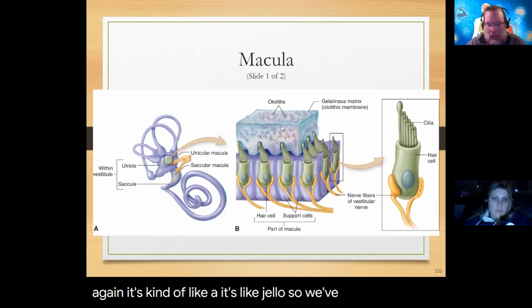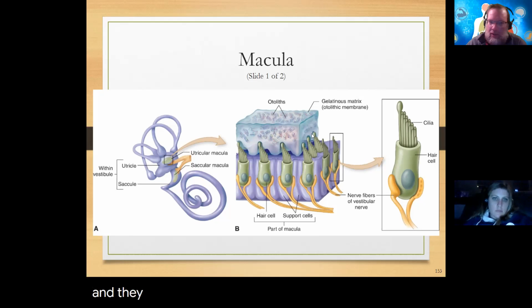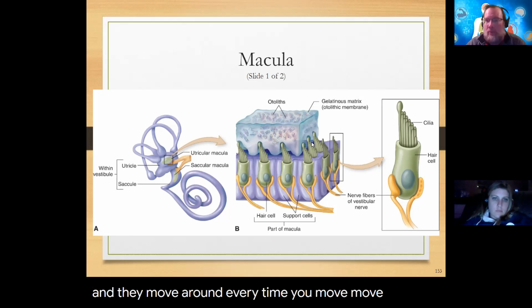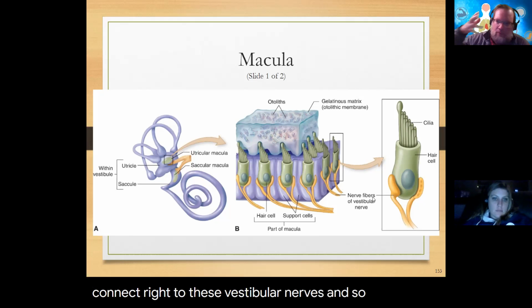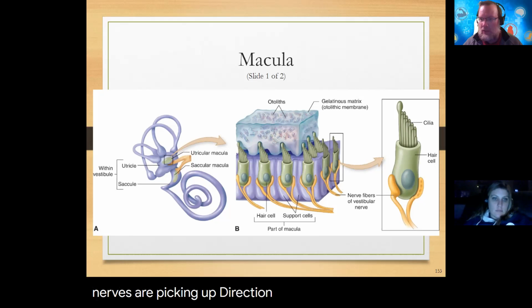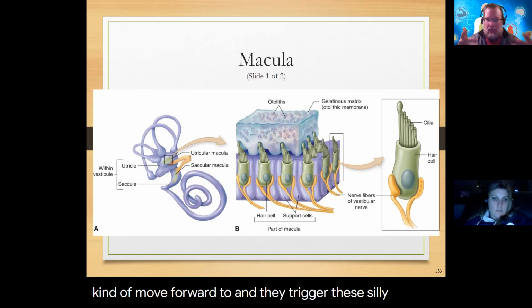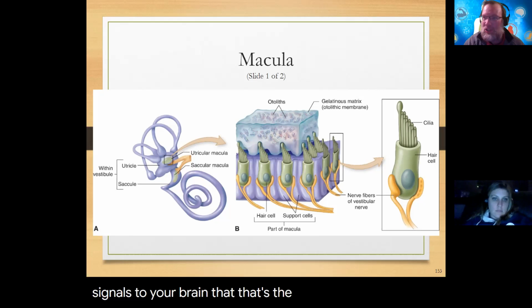So you've got jello with little chunks of fruit in there made of stone, so seeds, I guess, and they move around every time you move your head forward and backwards. These little buggers move around with them, and as they do, they're flicking these little cilia, and these cilia come down and connect right to these vestibular nerves, and so the nerves are picking up direction and balance. So when you lean your head forward, these little jello molds move forward too, and they trigger these cilia to send signals to your brain that that's the direction you're facing.